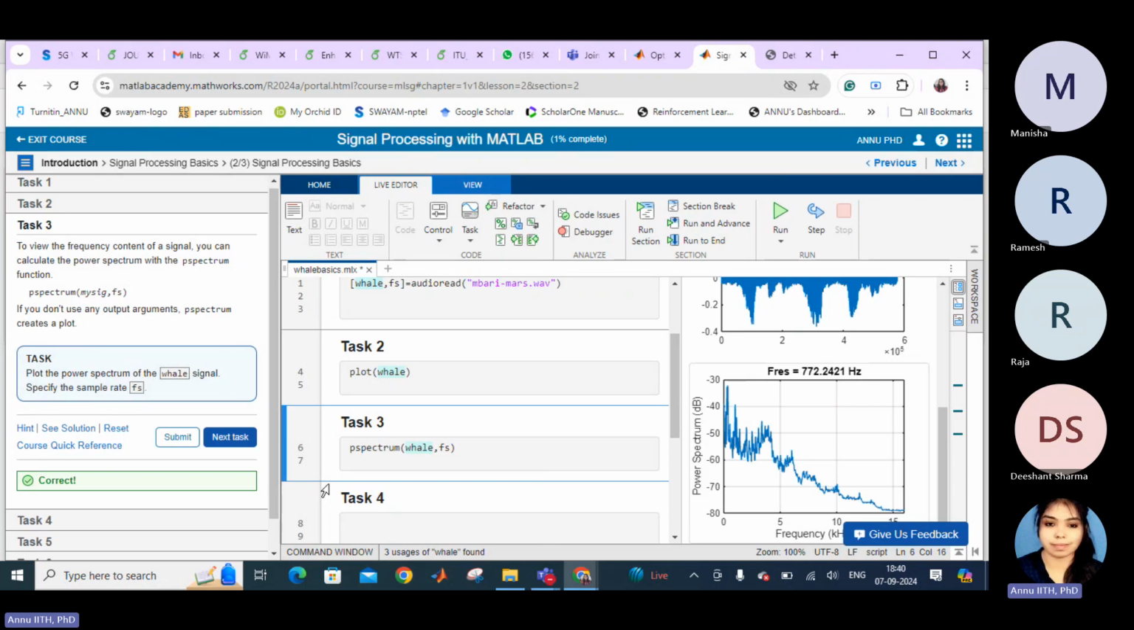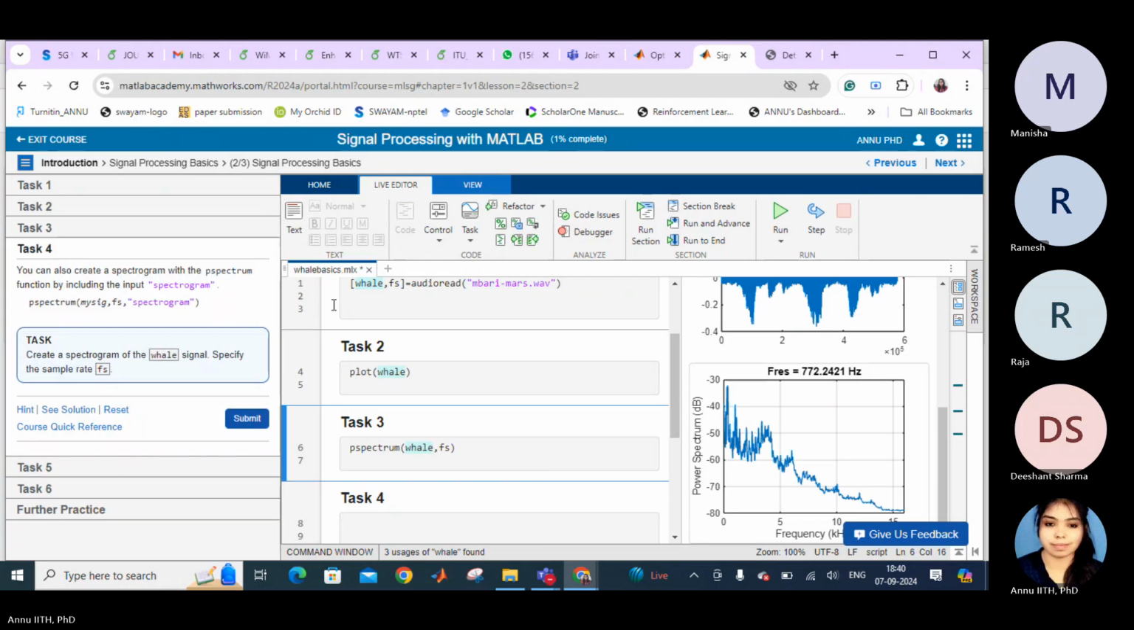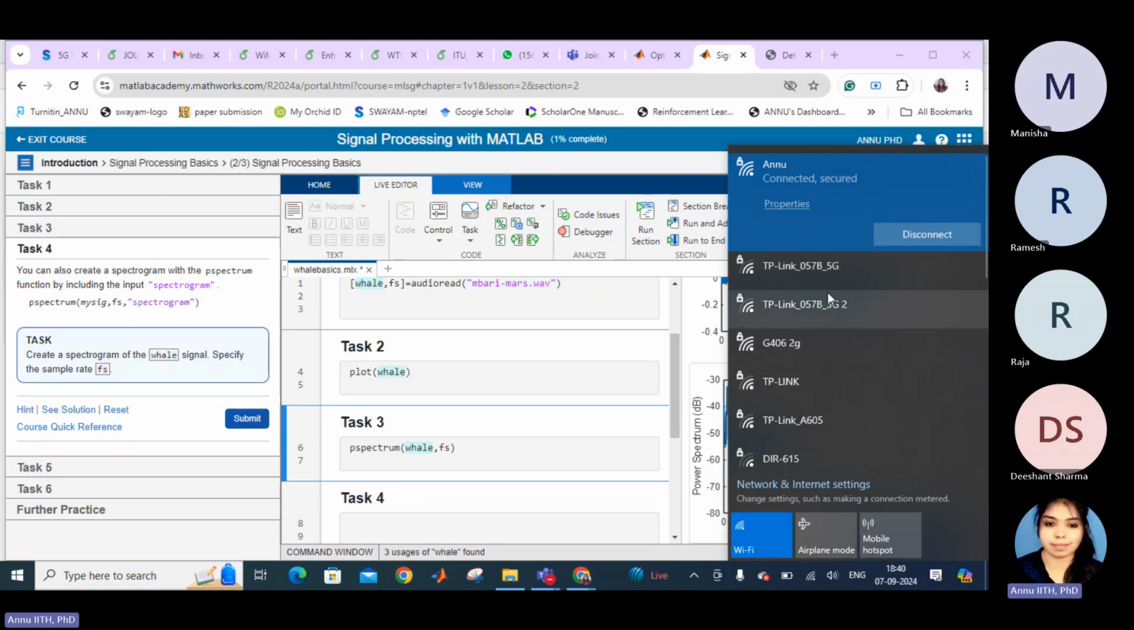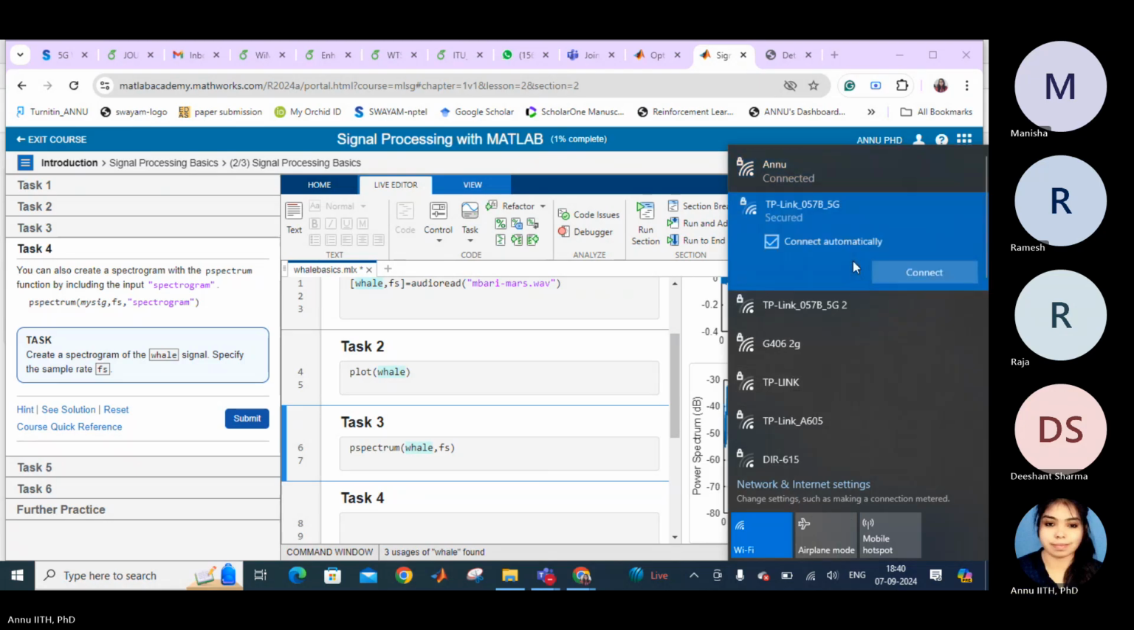Oh, that's great. So you can see the power spectral density. So you can also create a spectrogram with the power spectrum function. Actually I have some bandwidth issues, so that's why I'm switching to some other network. Let's try.